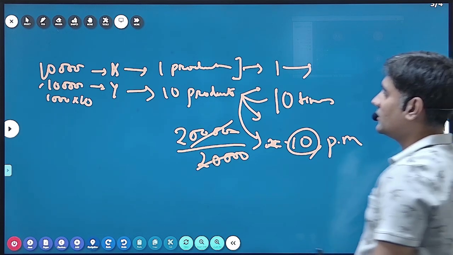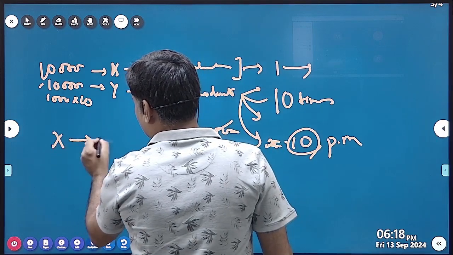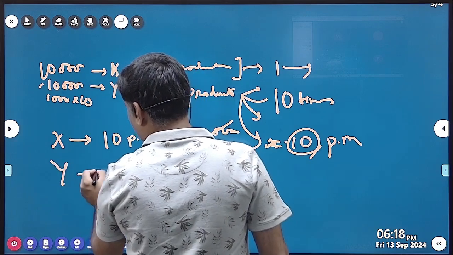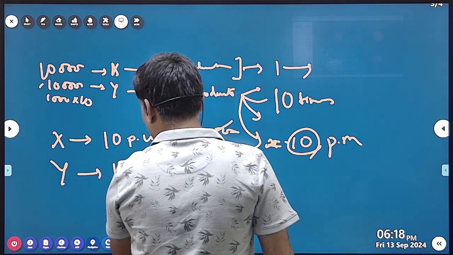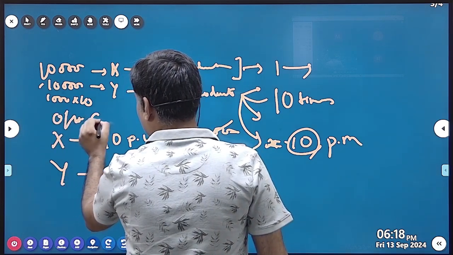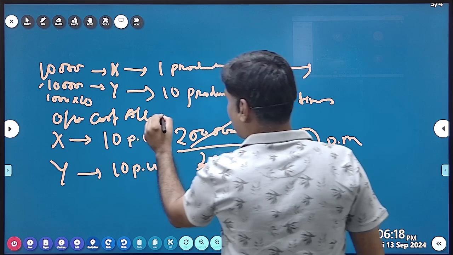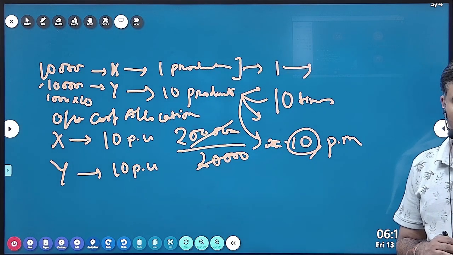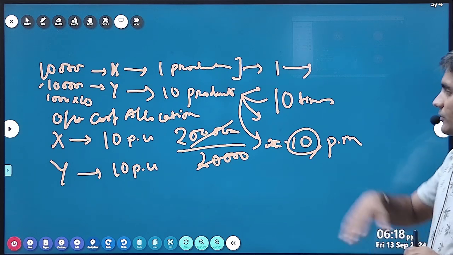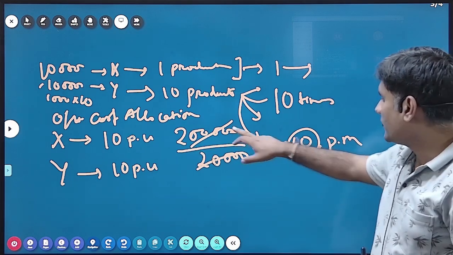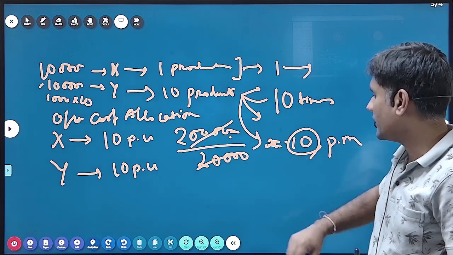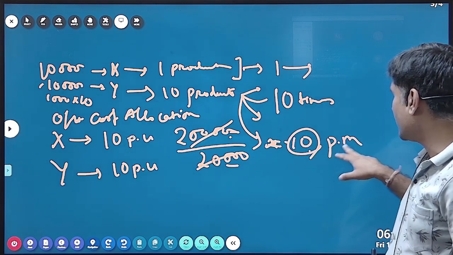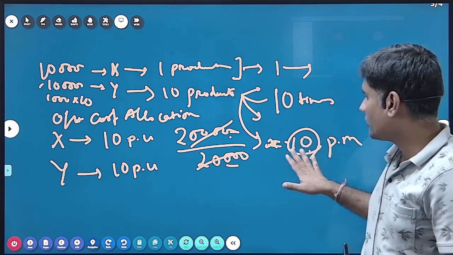You got what I am trying to say? So in the traditional method, for product X, 10 rupees per unit will be allocated, and for product Y also 10 rupees per unit overhead cost will be allocated. 2 lakhs is the total overhead cost, 20,000 is the total number of units. So if we divide, it gets to 10 rupees per unit. ठीक है? 10 rupees per unit.